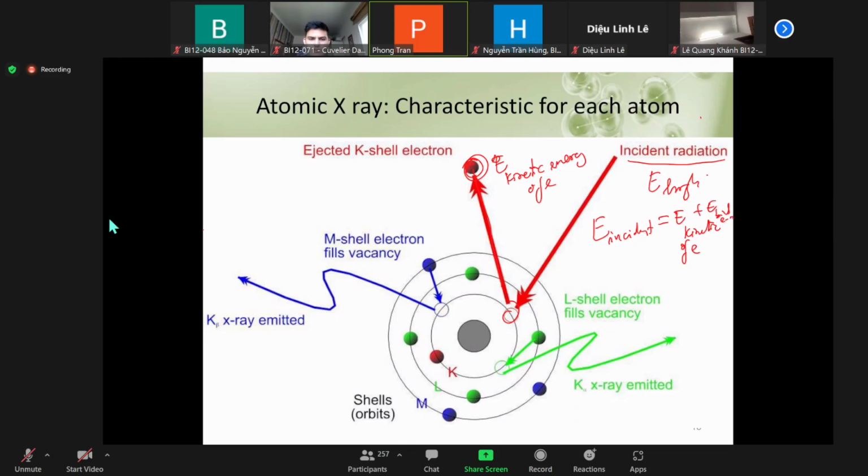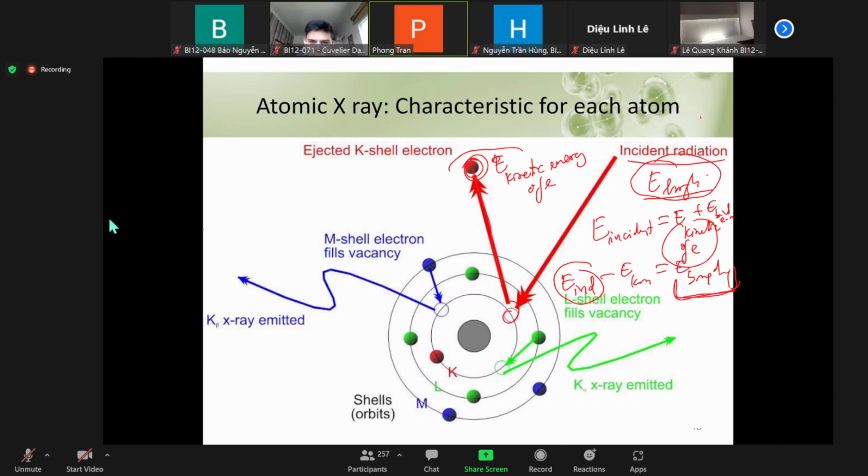Okay, so the kinetic energy, that means the electron flies out, you can do the measurement to know what the kinetic energy of the electron getting out is. And you know the energy you send in the incident radiation. So by doing subtraction, E incident minus E kinetic, you know the E binding, right? For different atoms, the binding energy will be different, so you should send different incident energy. You get what I mean?